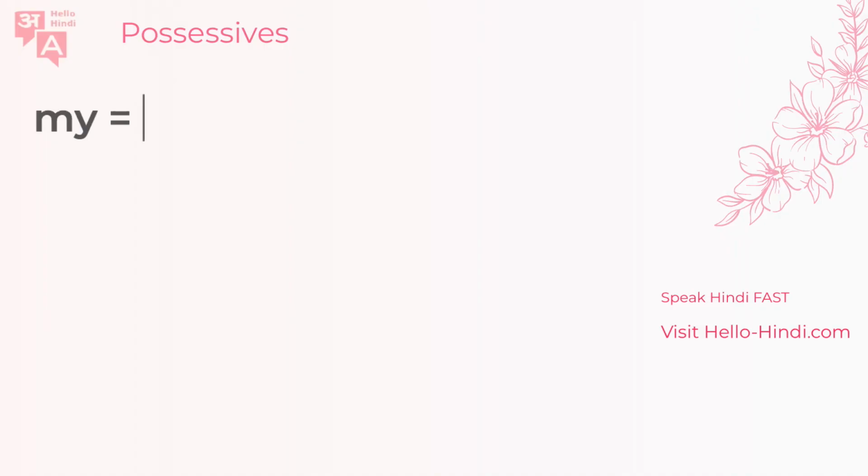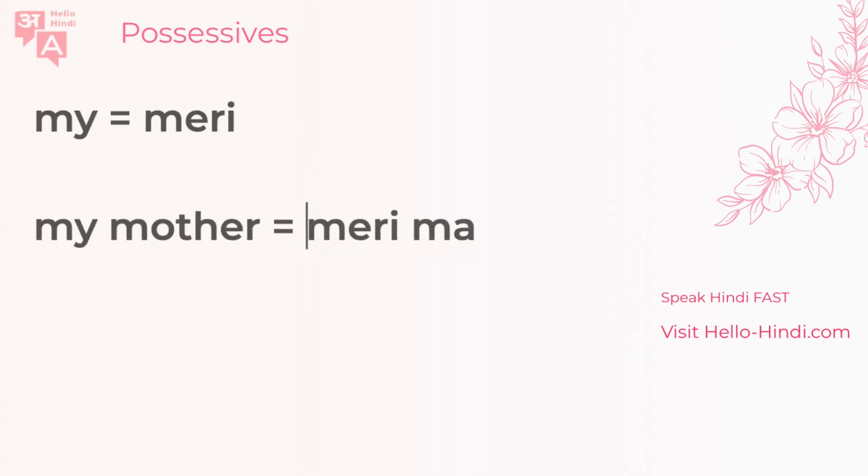Now let's understand how to use possessives. And by that I mean, how do you say my, our, hers, etc. So the first one is my, and this was already slightly covered in the previous session. My is meri. Now this ending is because of the word that follows it, meri ma, my mother. So meri ma is my mother, like so.